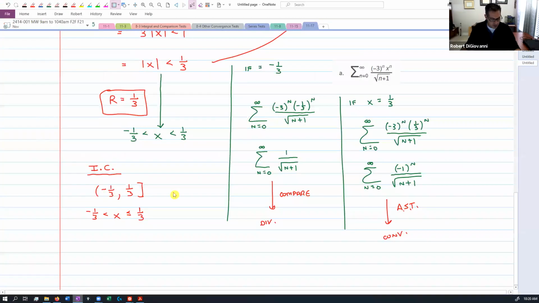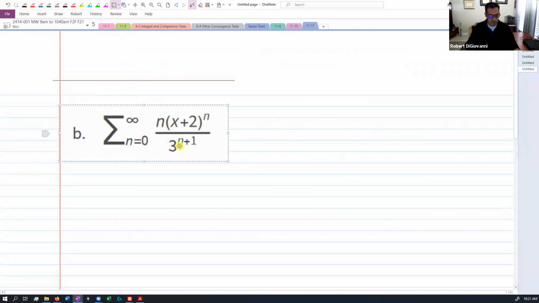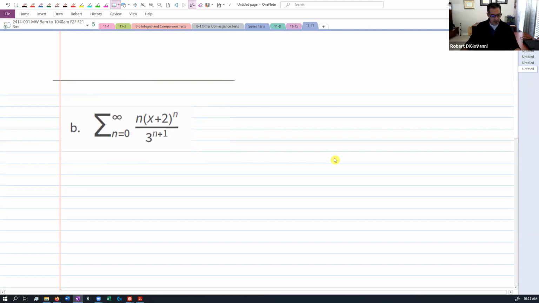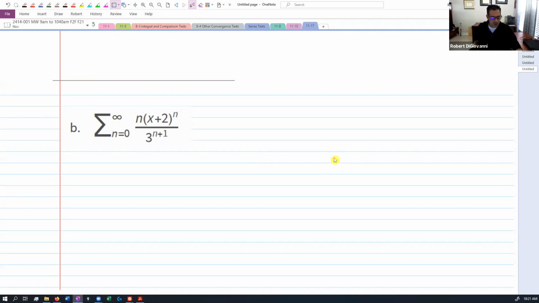I'm going to move faster through this one because the next one, I want to do the last example. So I'm going to set up my ratio test. What's A? Can someone tell me what A is here? Careful. -2. Good. A is -2. All right, so let's run the ratio.